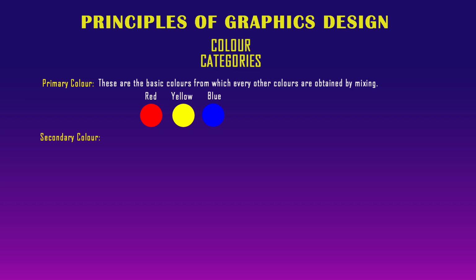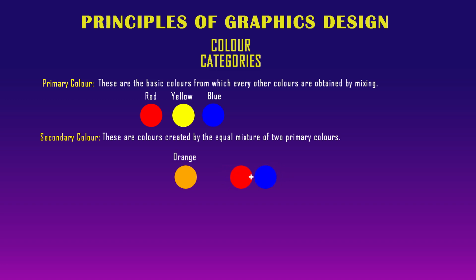Secondary colors. These are colors created by the equal mixture of two primary colors. For example, red and yellow mixed together gives the secondary color orange. Red and blue mixed together make purple. And blue and yellow mixed together make green.